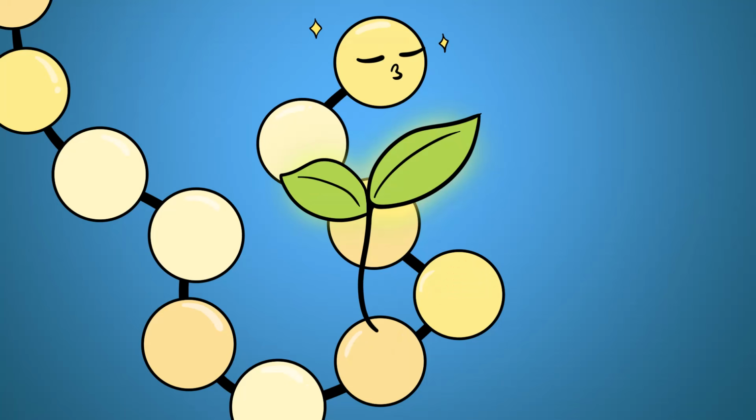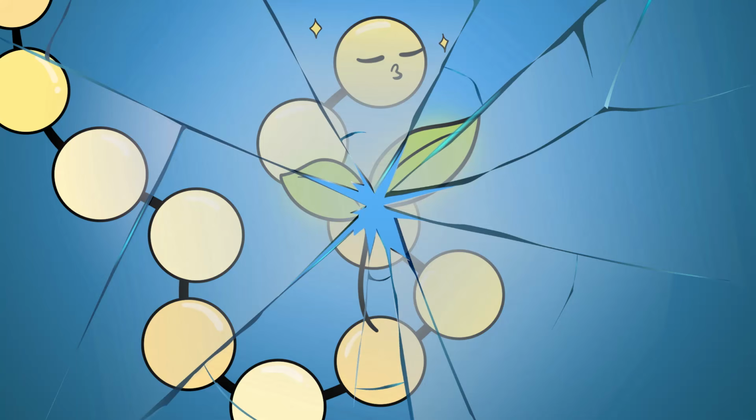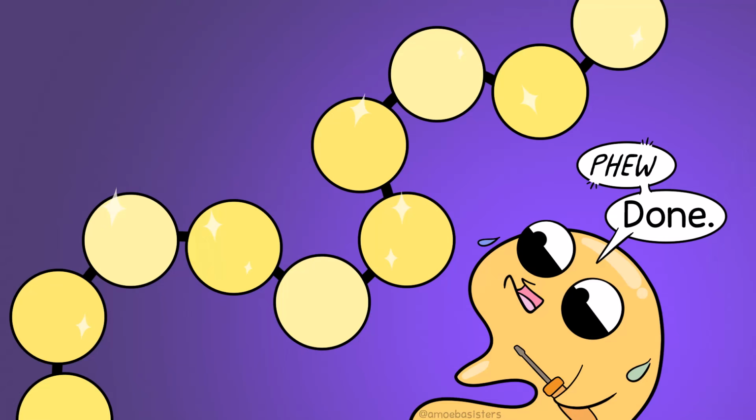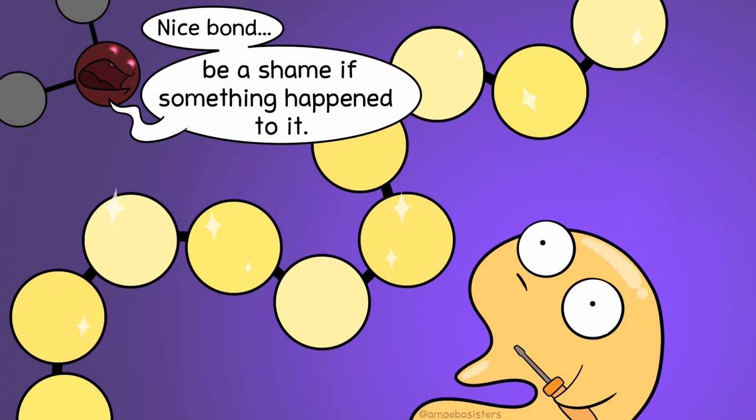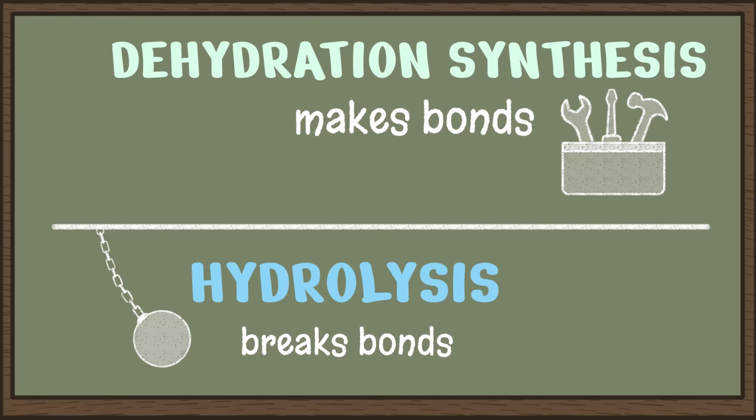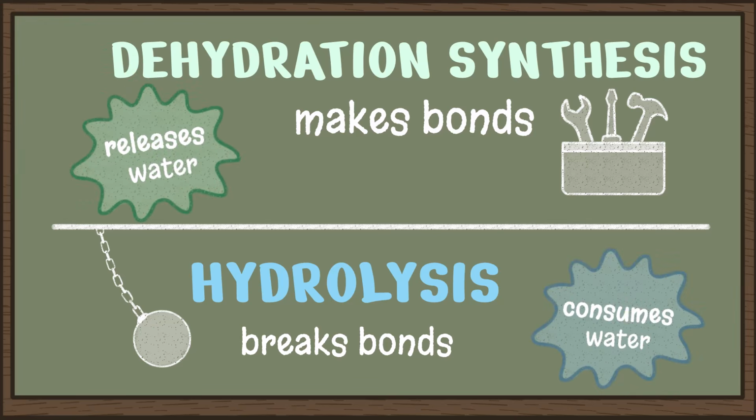One last thing. What you make, in this case, you can break. Sure, dehydration synthesis might join monomers to make polymers, but you can break them down again. The chemical reaction that breaks the bonds between monomers is called hydrolysis. Like its name would suggest, with hydro, it needs water.